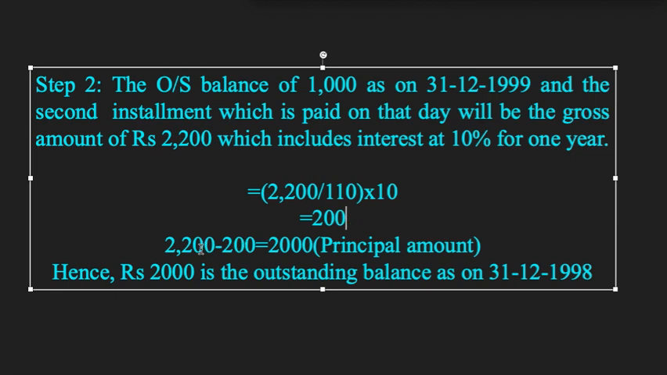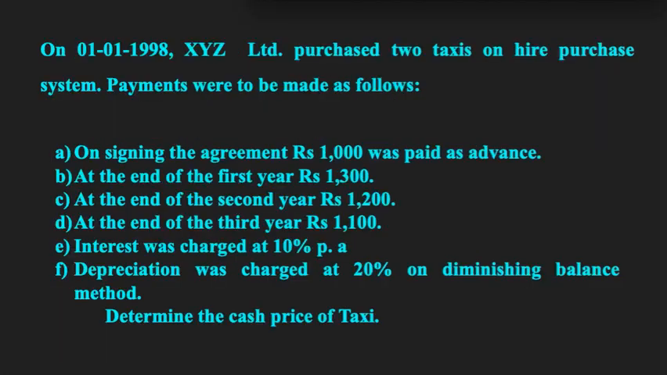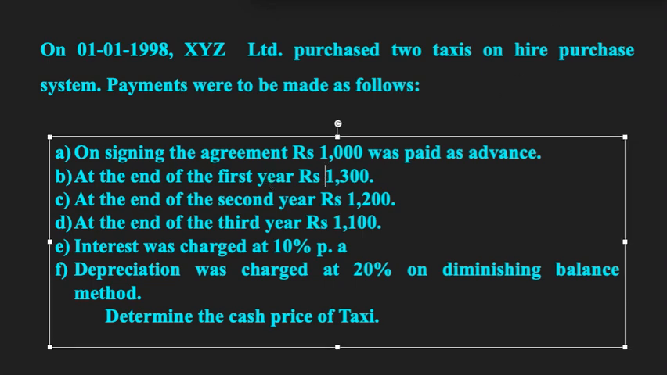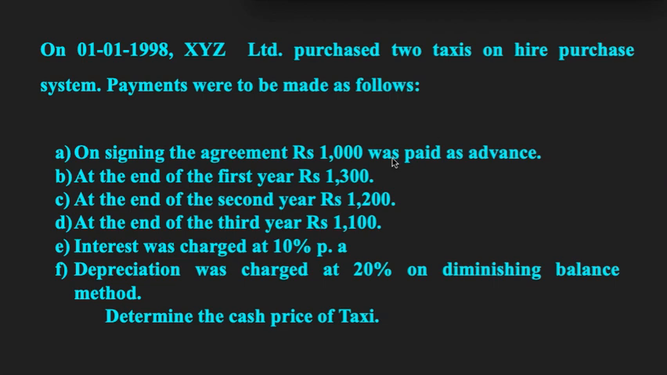So how are we going to calculate the principal amount? This 2200 minus 200 is equal to 2000. So this is the principal amount now, right? And hence 2000 is now the outstanding balance as on 31st/12/1998, right? Now that is the balance, and we are paying the first installment also. First installment is how much? 1300, and the balance is how much?